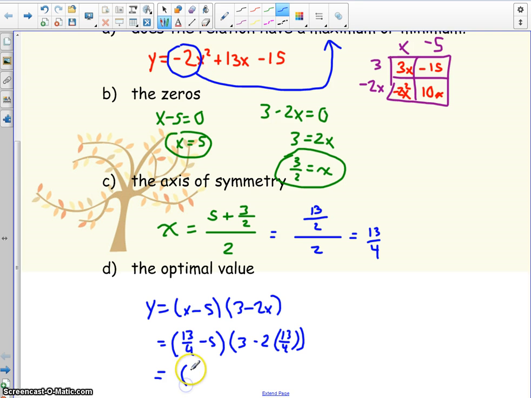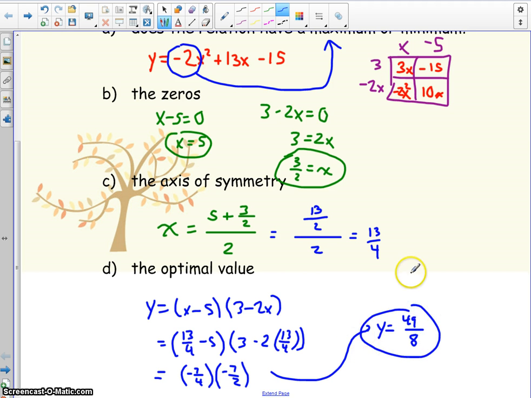13 over 4 minus 5 gives you negative 7 over 4. The second factor bracket simplifies to negative 7 over 2. So you wind up getting a y value of 49 over 8. Okay, so again, the vertex is an x value of 13 over 4 and a y value of 49 over 8, but if you're just looking for the optimal value, all you care about is the y value, so it's 49 over 8. Okay, so with that warm-up finished, let's try an actual word problem now.